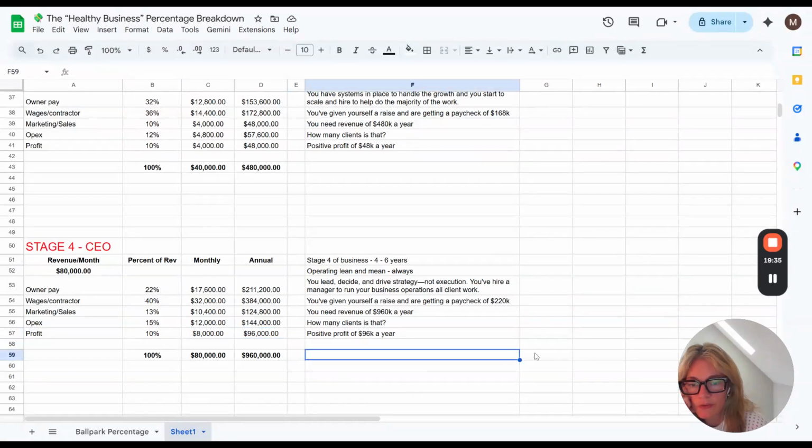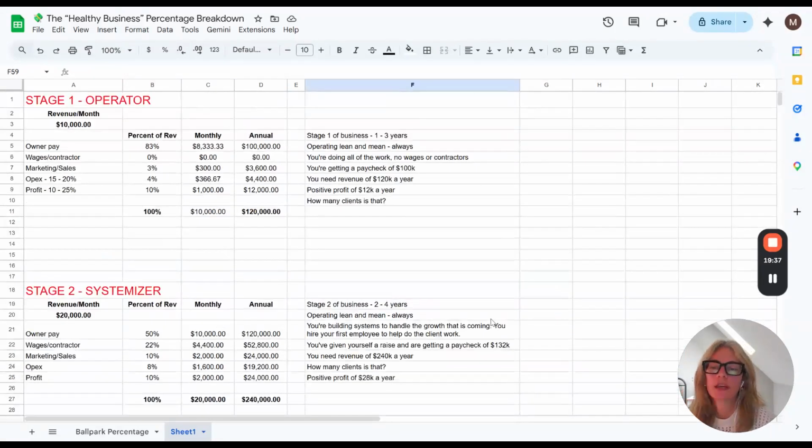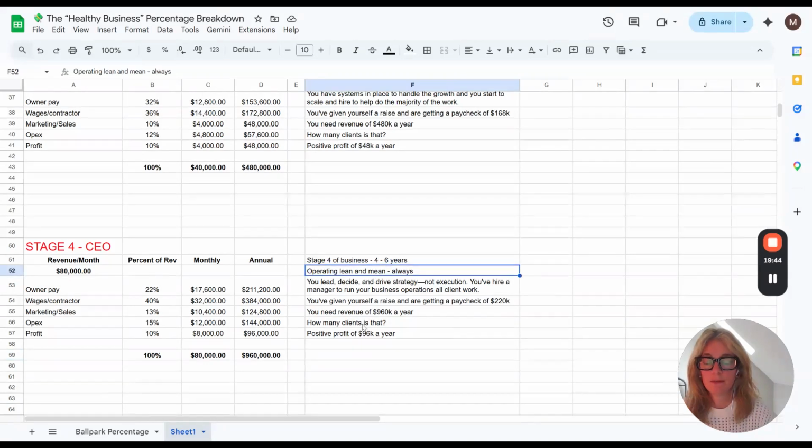So I hope this helps you to see how looking at your numbers and being intentional with the numbers can really help you to build an amazing business in just a couple of years.